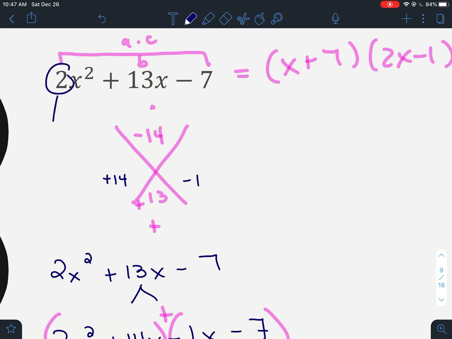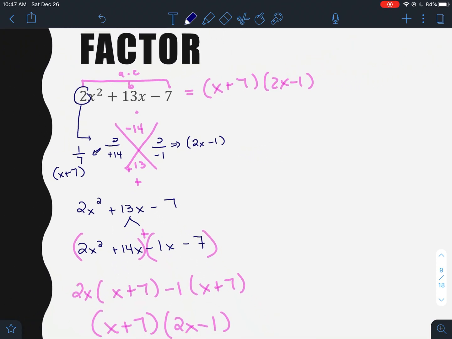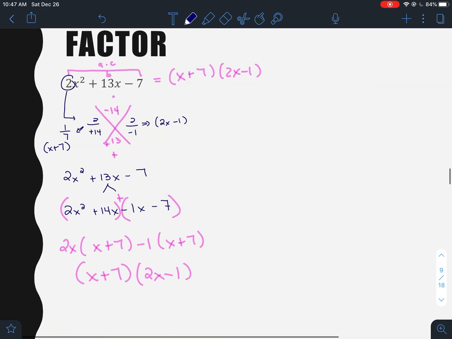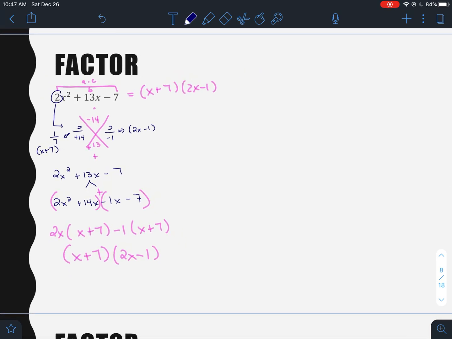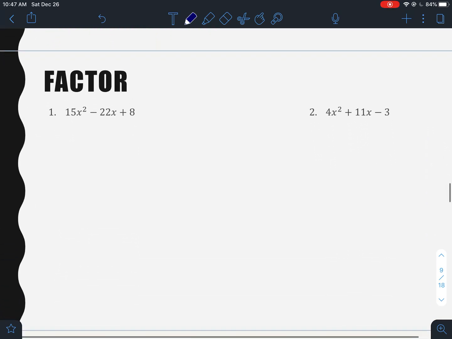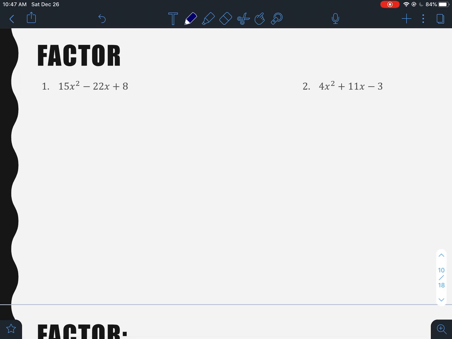Or you can get to this step, and once you get to that step, you could take that coefficient of 2 and put it as the numerator for both of these, and then reduce. So this would be 1 over 7. So that would go into the parentheses 1x plus 7. And then that one's already reduced, so it would be 2x minus 1. Again, that second method only works if you've already factored out the greatest common factor from all three terms, if there is one.